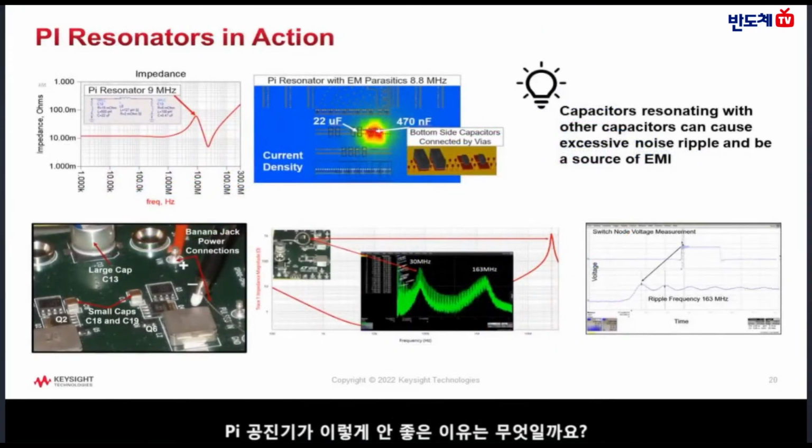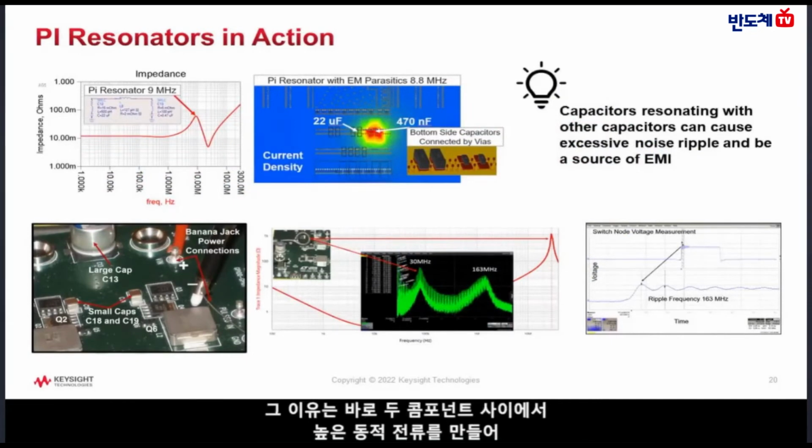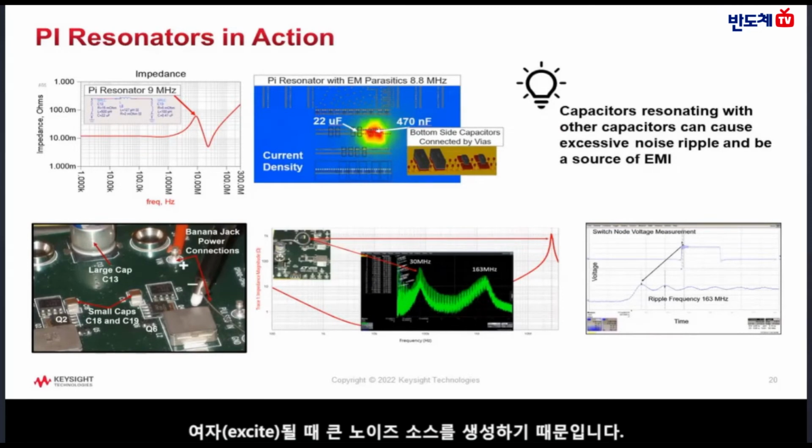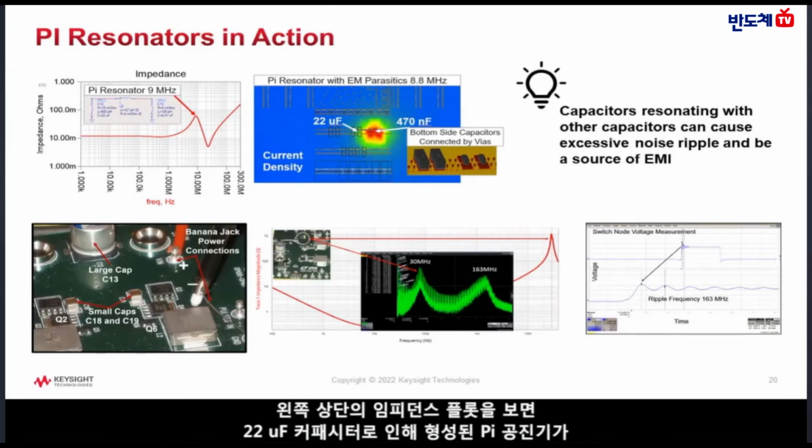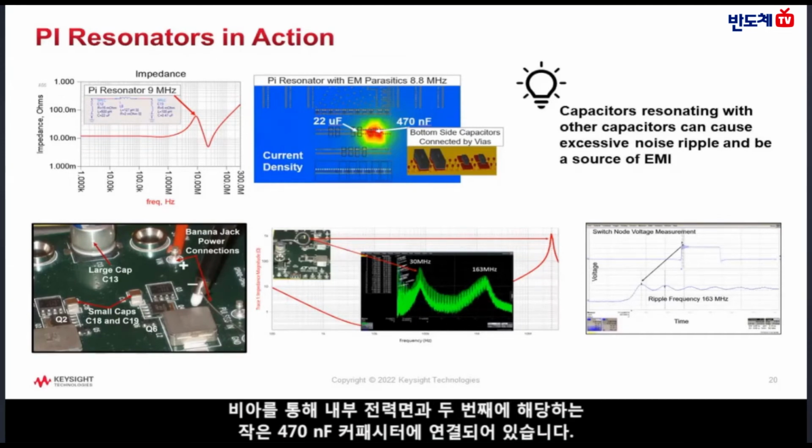Why is a pi resonator so bad? Because it creates high dynamic currents between two components, creating a significant noise source when excited. The top left impedance plot shows a pi resonator formed by a 22 microfarad capacitor connected with vias to the internal power plane and then to a second, smaller 470 nanofarad capacitor.